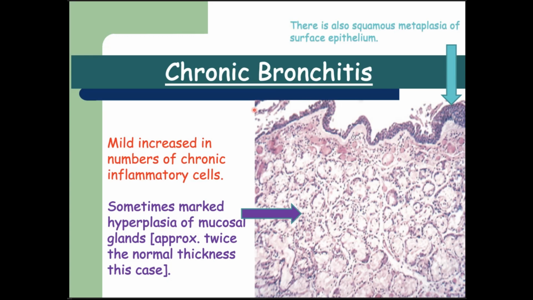Number 2, mild increase in the chronic inflammatory cells. Number 3, hyperplasia or hypertrophy of the mucosal glands, almost double the thickness of the normal. So all these glands are increased.